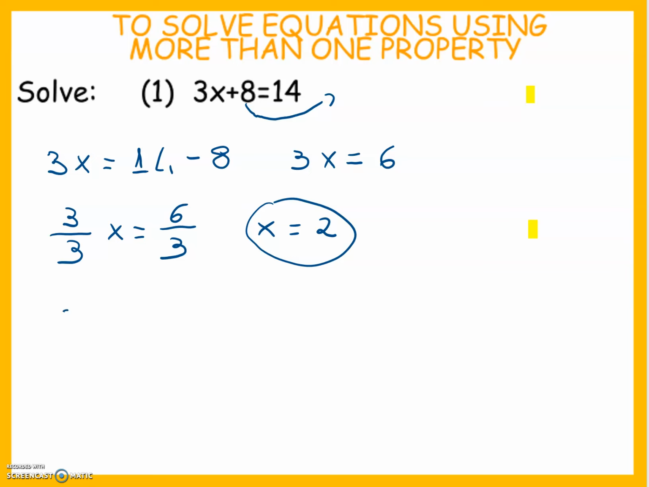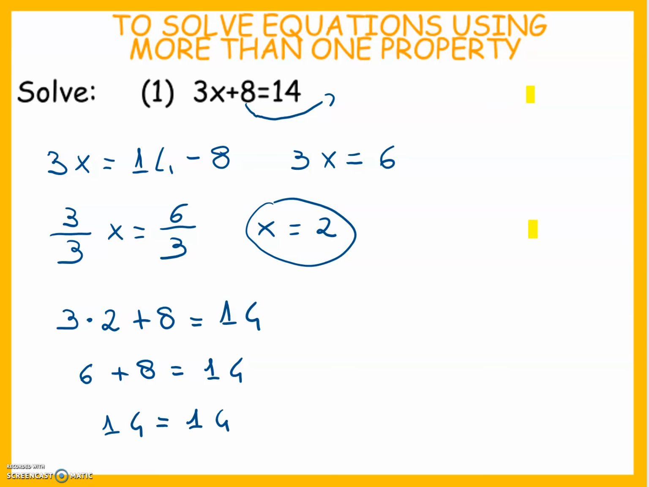So 3 times 2 plus 8 is equal to 14. 6 plus 8 is equal to 14. That means 14 equal to 14. And yay, my equation was correct. Okay, let's look at another example.